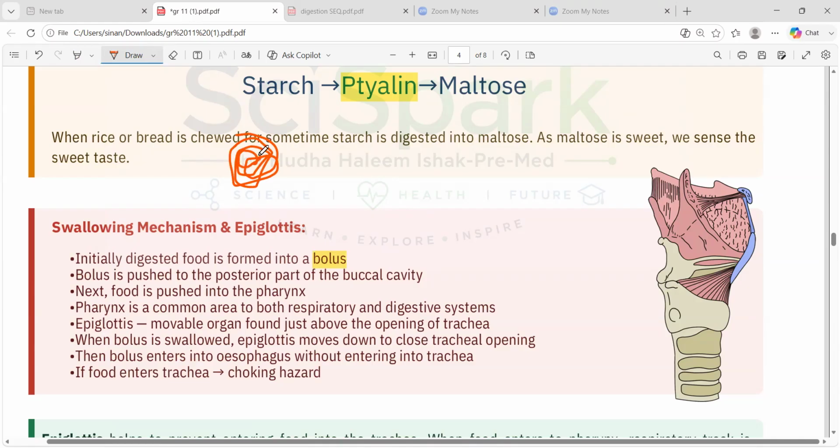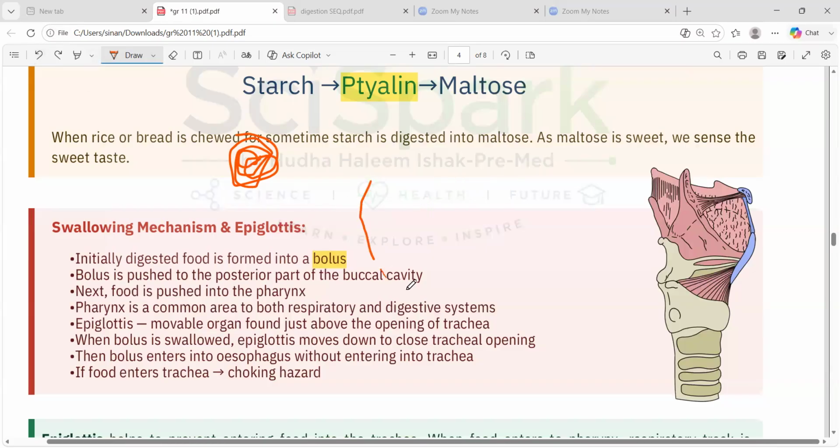Now we have to digest this food bolus. So this food bolus will be pushed into the posterior part of the buccal cavity. I have to say this also: there are two terms, posterior and anterior. If it is the frontal part, let's say this is the tongue.